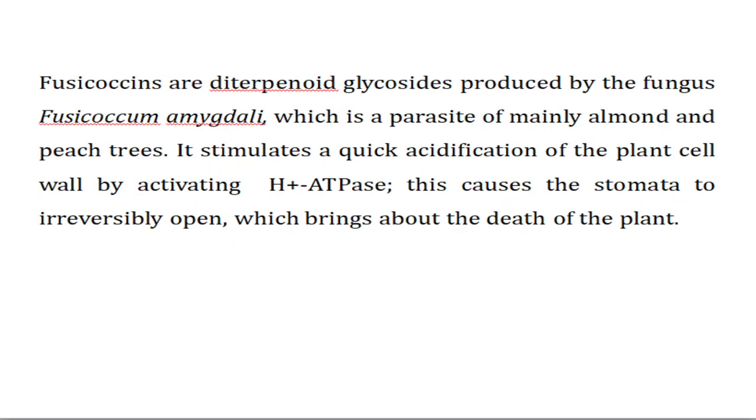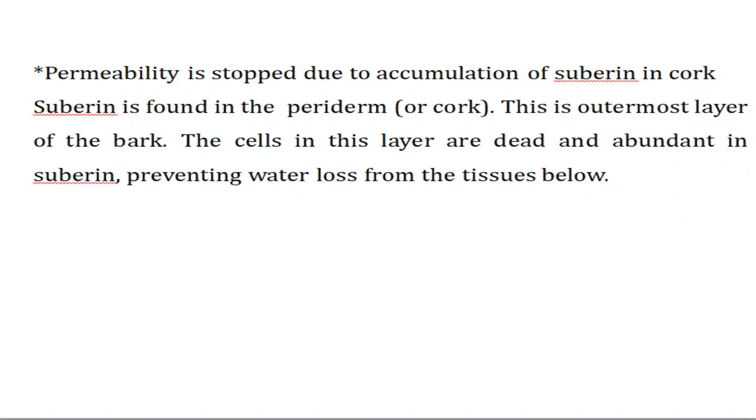Next is fusicoccin, which is a diterpene glycoside produced by a particular fungus, and this fungus generally acts as a parasite on almond and peach trees. The main function of this glycoside is that it stimulates acidification in plants. It activates the H+ ATPase pump, and this acidification causes the stomata to stay open all the time, which makes the plant lose water, ultimately producing the death of that particular plant.